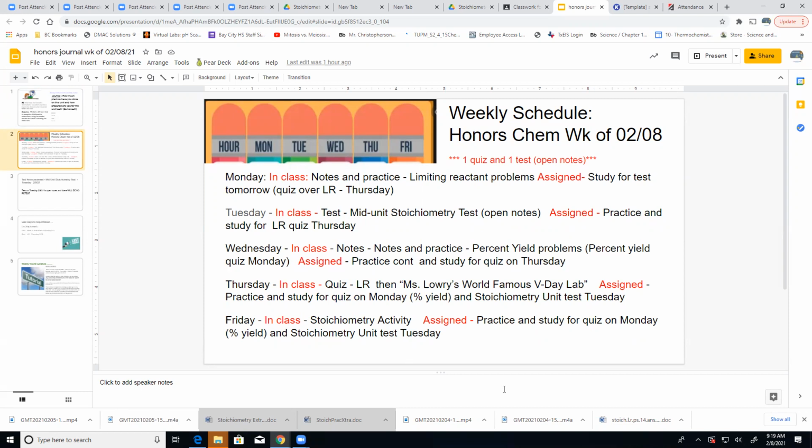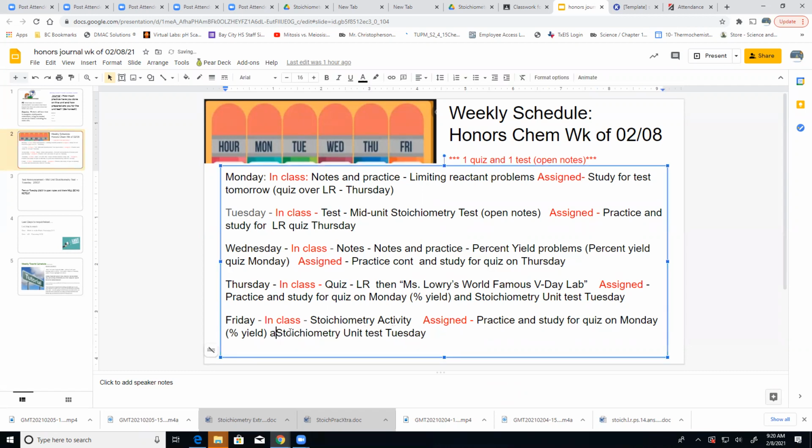The quiz over what we're learning today will not be until Thursday, and that'll probably be the last quiz of this 6 weeks. Test tomorrow, and then we'll continue on with percent yield. We'll have our Valentine's Day lab on Thursday. Friday, y'all are here just for half a day, so you'll have an assignment. You actually have a sub that day. And then y'all are off on Monday, so we don't have the quiz.